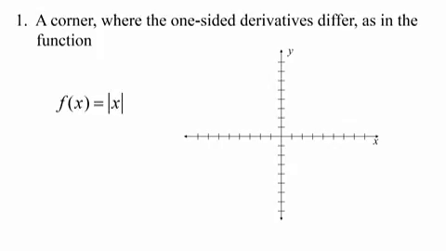1. A corner, where the one-sided derivatives differ, as in the function f(x) equals absolute value of x. Let's sketch that graph. Looks something like this. So as you can see, we have a corner at x equals 0. So at x equals 0, the derivative would not exist.